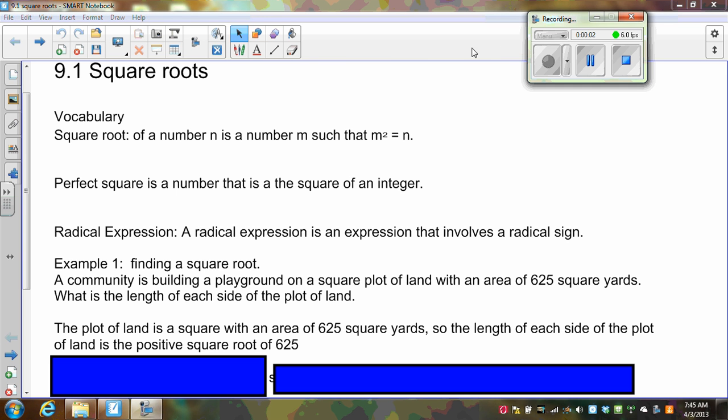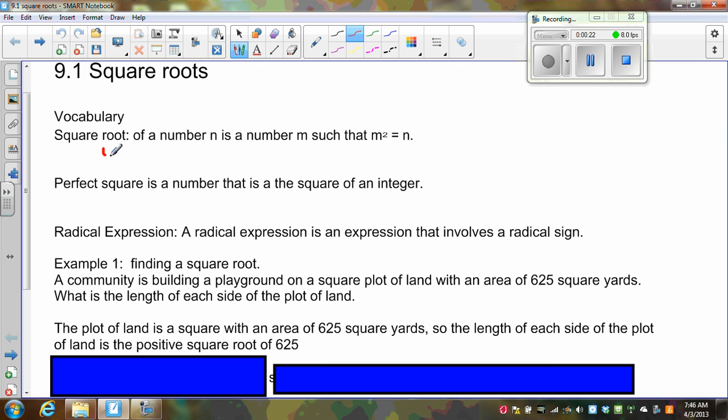This lesson is on 9.1, which is square roots. You may already be familiar with square roots, but in case you're not, let's review. The definition of a square root of a number, n, is a number m such that m squared equals n. This is really somewhat complicated. Let me give you examples with numbers.